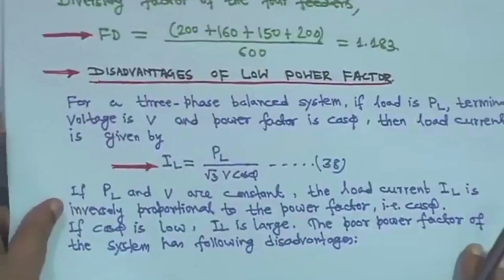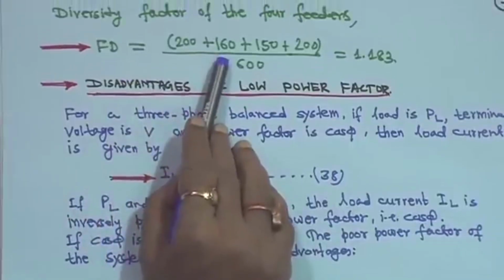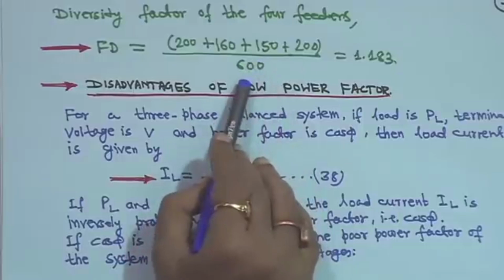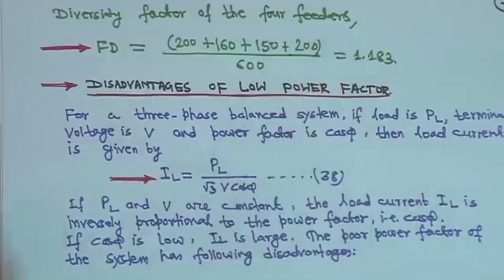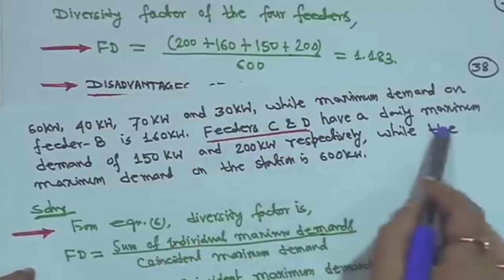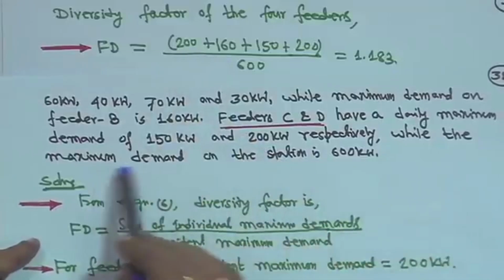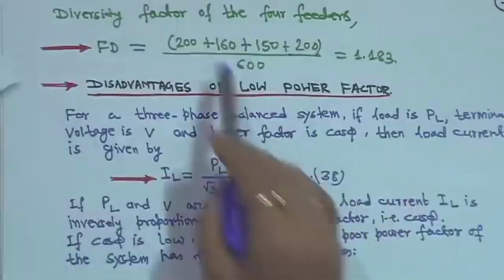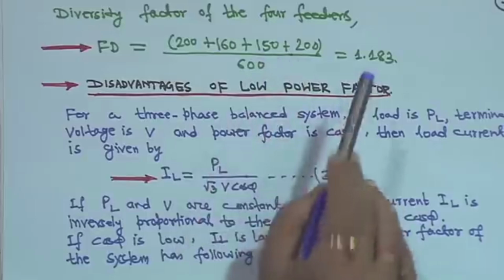Next, the diversity factor of the 4 feeders FD is equal to 200 plus 160 plus 150 plus 200 divided by 600, it comes to about 1.183, the diversity factor of the 4 feeders, right. So, for feeder A 1.3, for feeder B 1.25, and for the 4 feeders, the other 2 feeders' data are given. Feeder C and D have a daily maximum of 150 and 200, the other 2 are 200 and 160, and the maximum demand of the station is 600 kilowatt. So, the diversity factor of all 4 feeders will be 1.183.